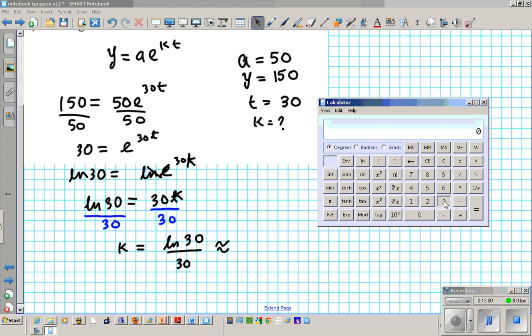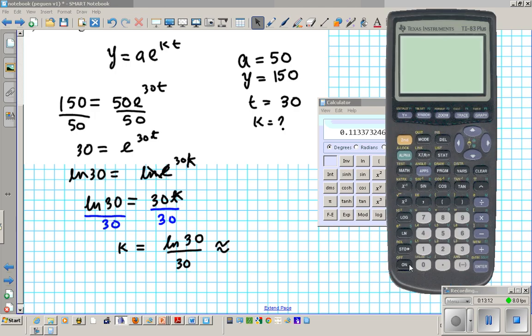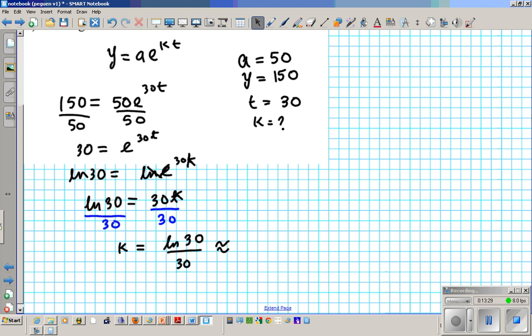Alright, so we're going to do the natural log of 3 divided by 30, which is 0.01133. Let me check this calculator, see how it comes out. Natural log of 3 divided by 30. Oh, not bad. 0.1133. Okay? So the growth constant is 0.11334. Okay? So K is 0.1134.